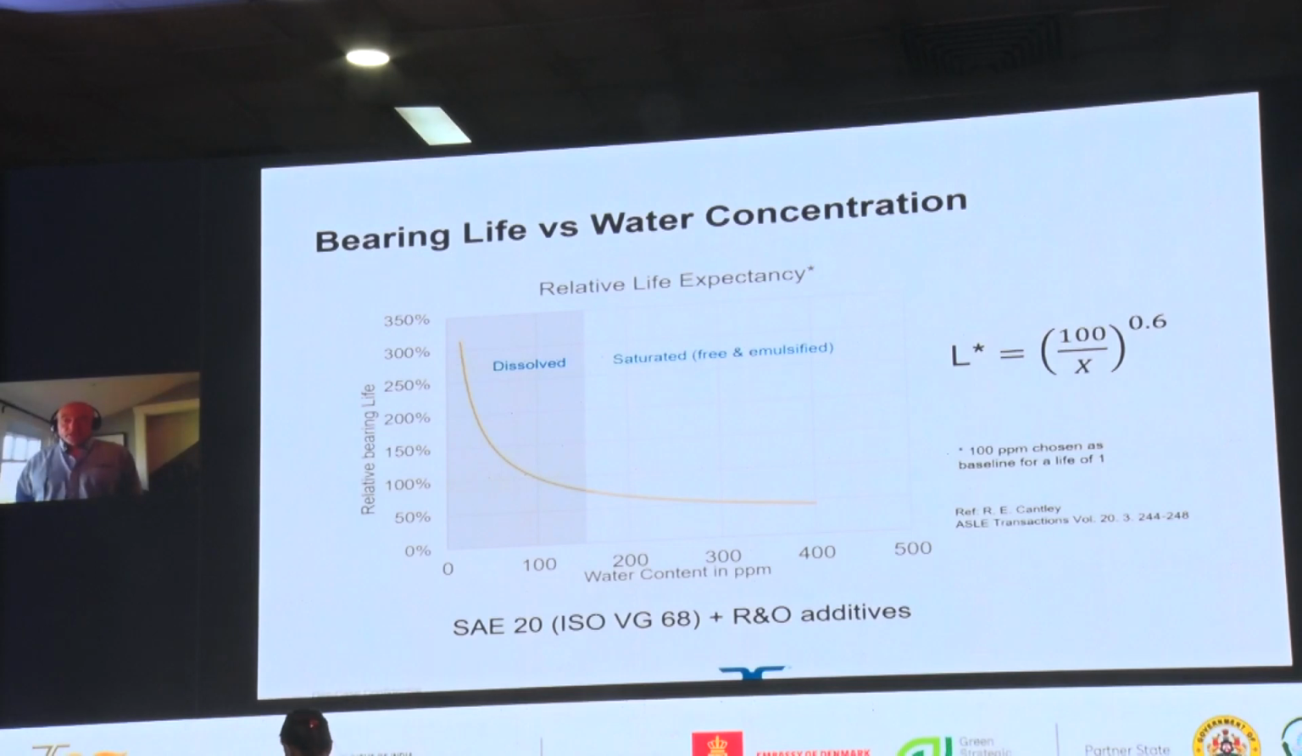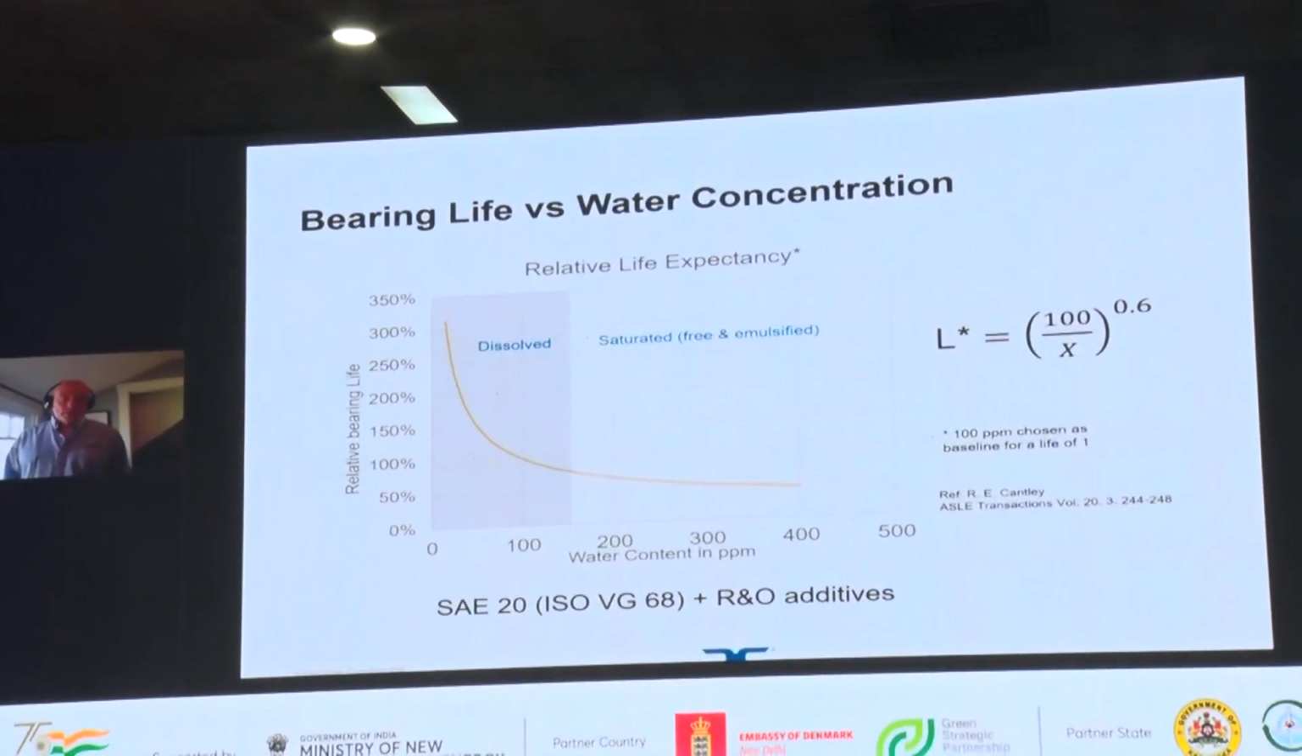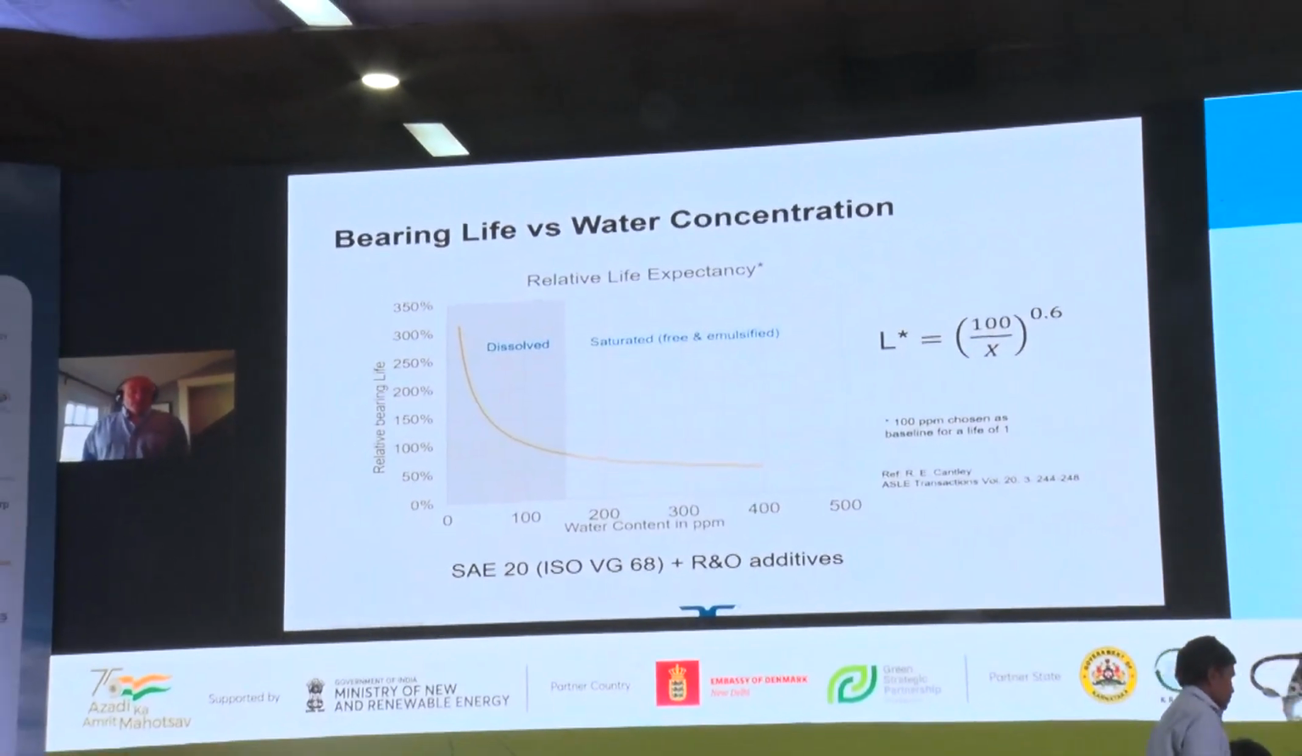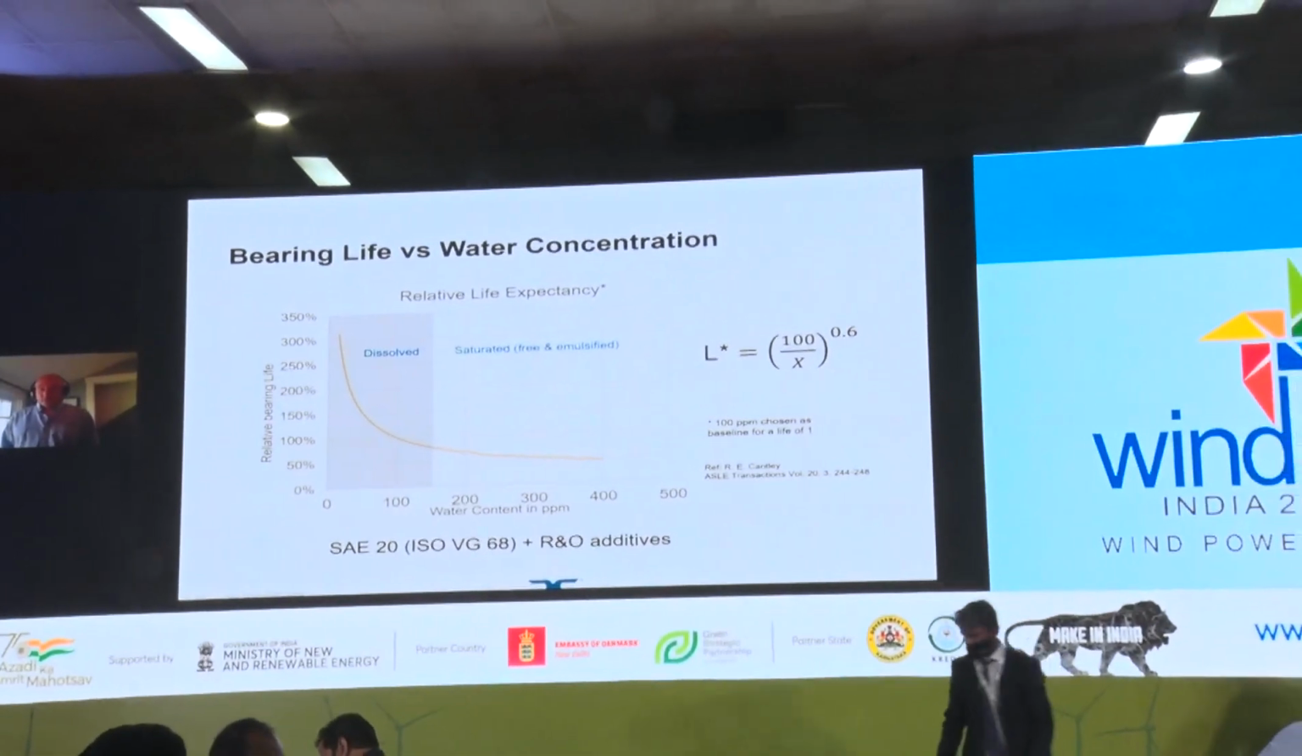This is data that shows the life expectancy of the element bearings that we see in a gearbox relative to how much water we keep in the oil. So if we look at the water content, typically when the water level is above about 200 to 300 parts per million in a gearbox application, the oil is said to be saturated. Saturated simply means that the oil is completely saturated with water, and any additional moisture will be in what's called the free and emulsified phase.